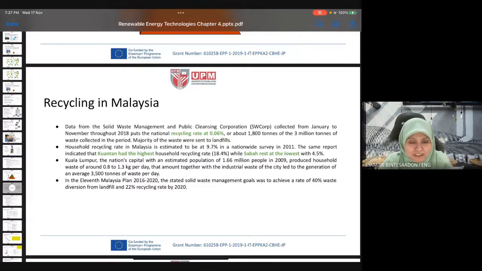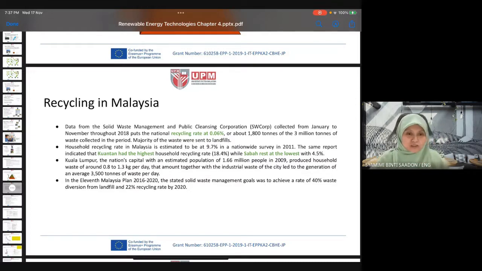So, data from Solid Waste Management (SW Corp) in 2018. Our country's recycling rate is about 0.06%, which is equivalent to about 1,800 tons. And the household recycling rate is estimated at around 9.7% nationwide. But that was long ago, in 2011.